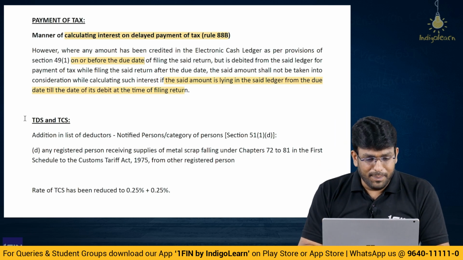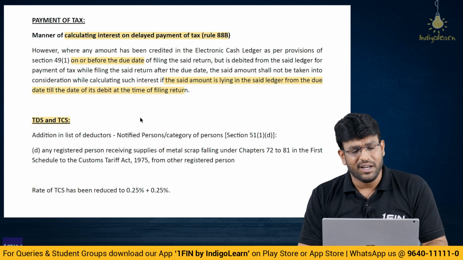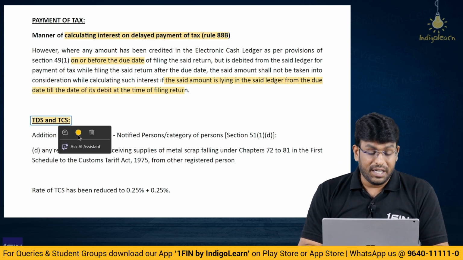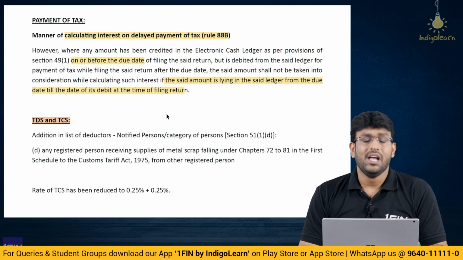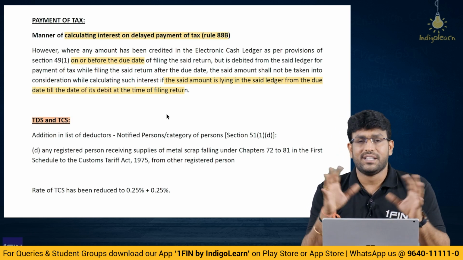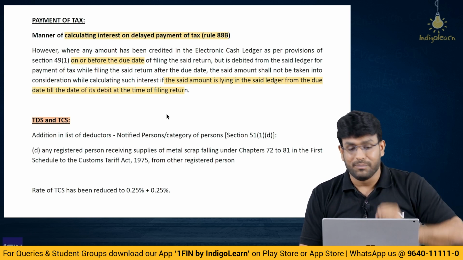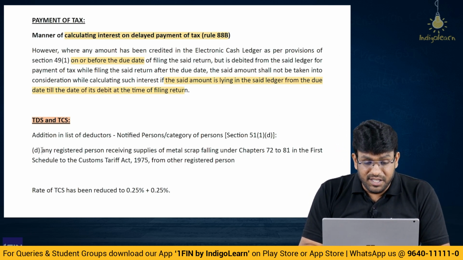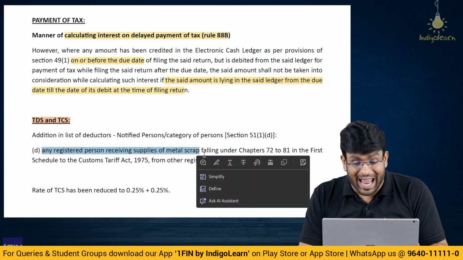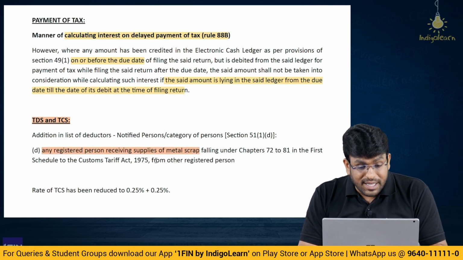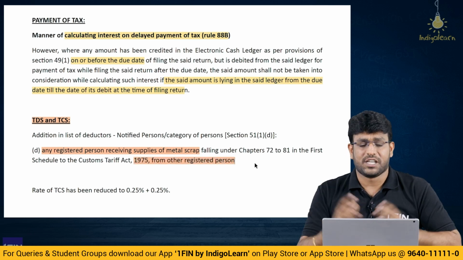Next point. Amendments in TDS and TCS. We know that there is a concept of TDS given by section 51, and TCS given by section 52. TDS is applicable only to government departments, public sector undertakings, and societies established by the government. In all these cases, there is a concept of TDS. One new point has been introduced in section 51, my dear friends. That is, any registered person receiving supplies of metal scrap. What is that, my dear friends? Metal scrap from another registered person. That means we are talking about a B2B transaction.